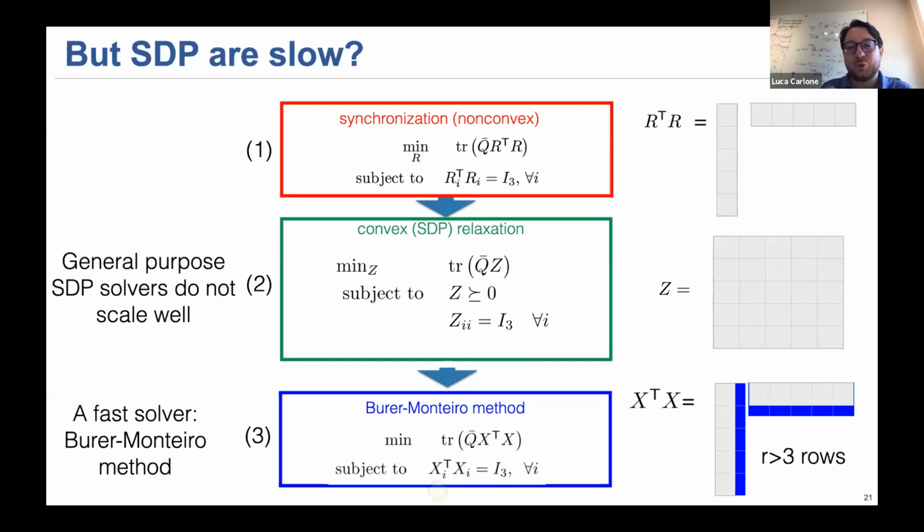And for those of you who have seen this for the first time, this would sound a little bit crazy, because essentially we did a convex relaxation, and then to solve it, we go back to a problem structure which is identical to the first one, right?